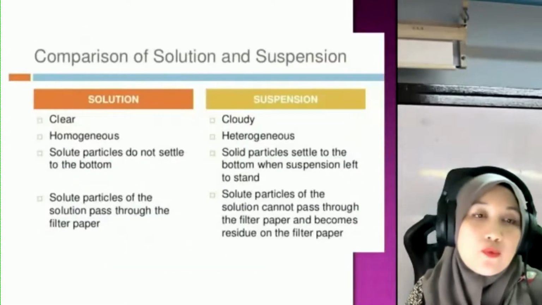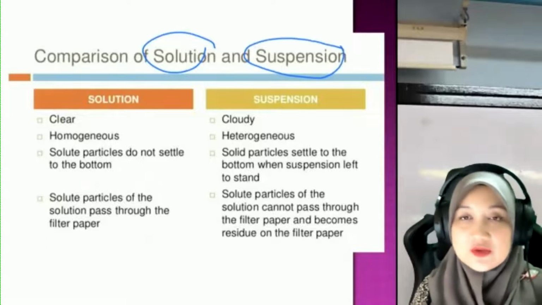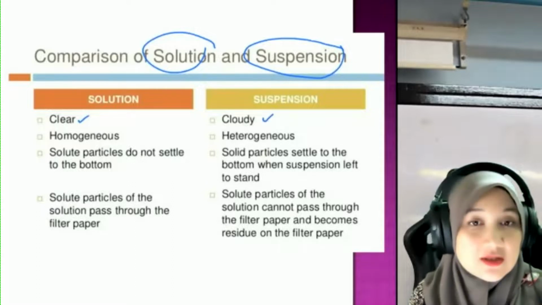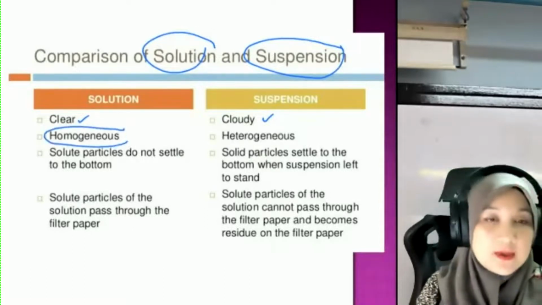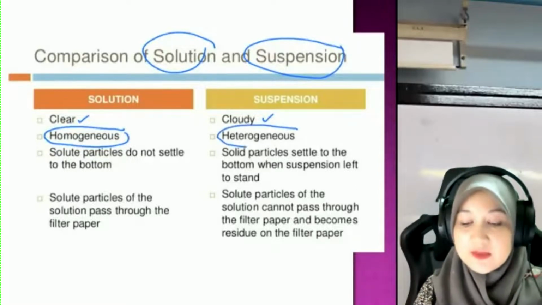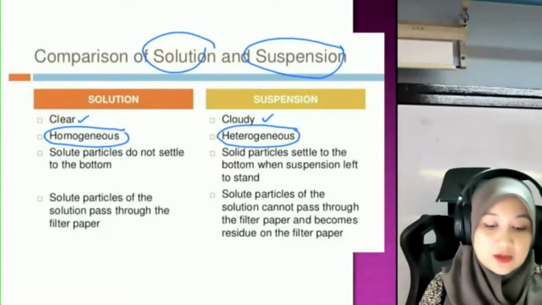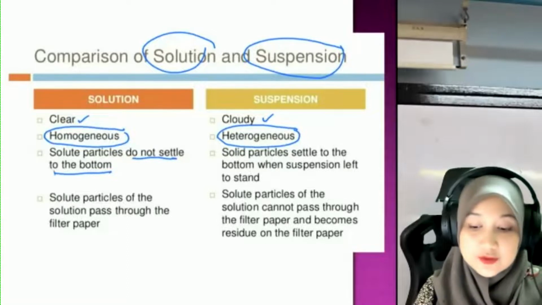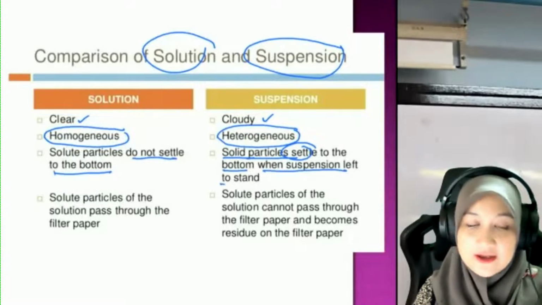So now, what are the differences between solution and suspension? Solution is clear, you can see from the color, and the suspension is cloudy. Homogeneous and heterogeneous. Homogeneous means it mixes in all parts. But heterogeneous means some parts of the mixture will not mix together. The solute particles do not settle to the bottom, while the suspension will have two or three layers. The solid particles will settle to the bottom when the suspension is left to stand.